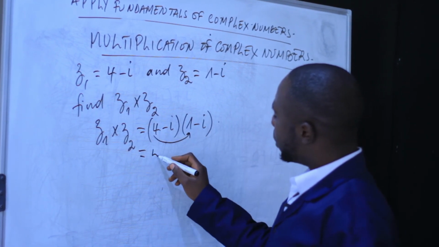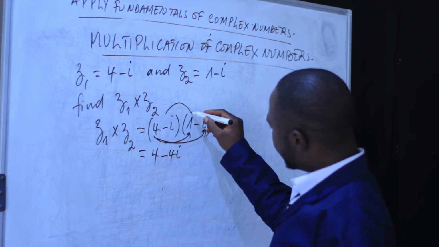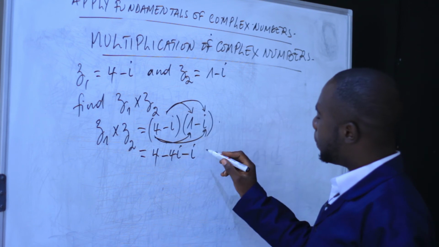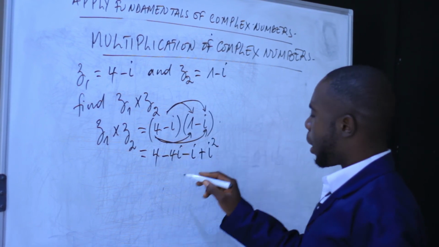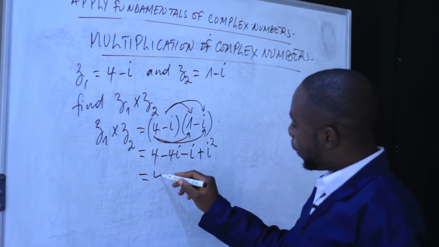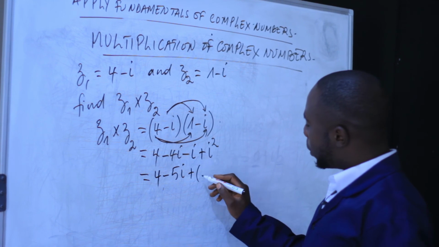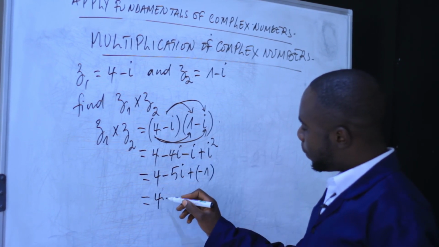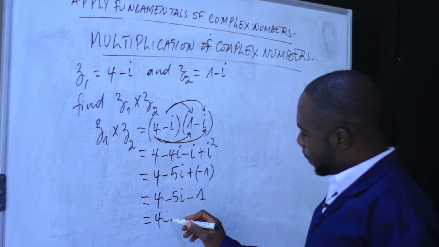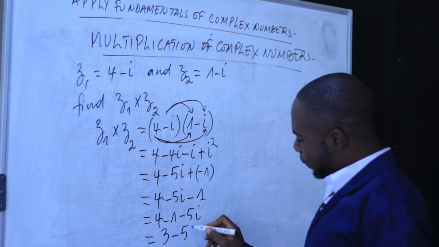4 times 1 will be equal to 4. Then 4 times minus i will be minus 4i. Minus i times 1 will be equal to minus i, and minus i times minus i: minus times minus will be positive, and i times i will be i squared. We know that i squared is equal to negative 1, as we have said before. Then 4 minus 4i minus i will be equal to minus 5i, and plus i squared will be equal to minus 1. So we have 4 minus 1 minus 5i, and 4 minus 1 will be equal to 3 minus 5i.